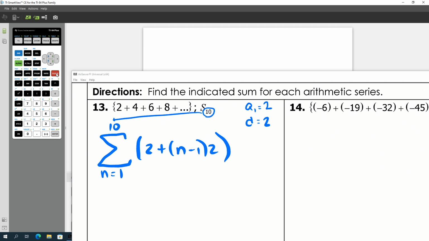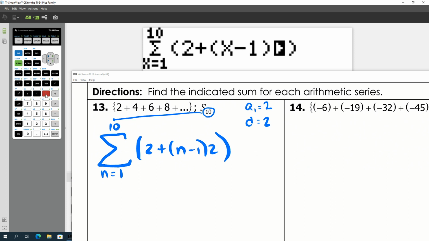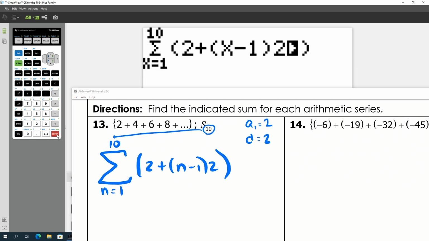All right, so how do I get that summation symbol? Alpha window 2. Good job. Alpha window 2. All right, and then we'll just fill everything in. Now, you can use n if you want, but I'm just going to use x. Okay, so I typed it just like I wrote it, and that sum is 110. And that's it.